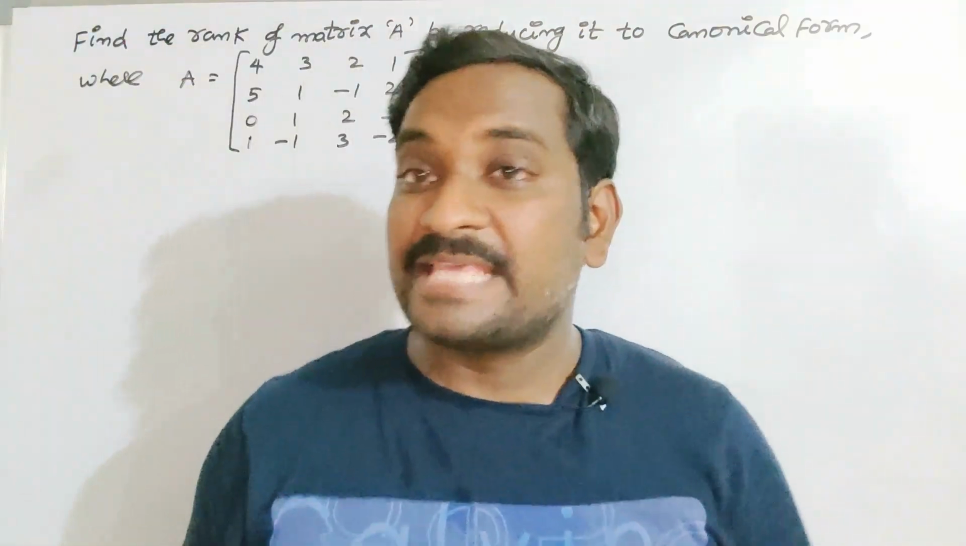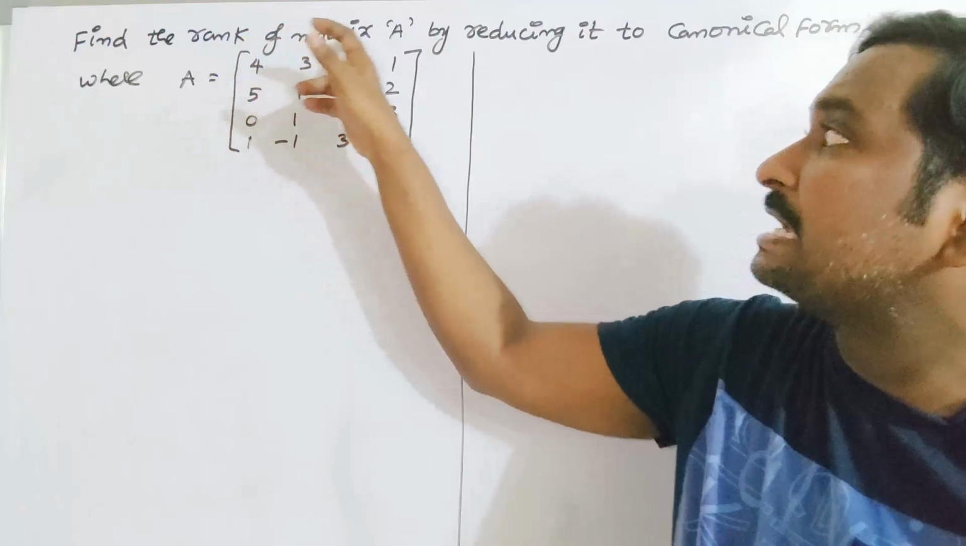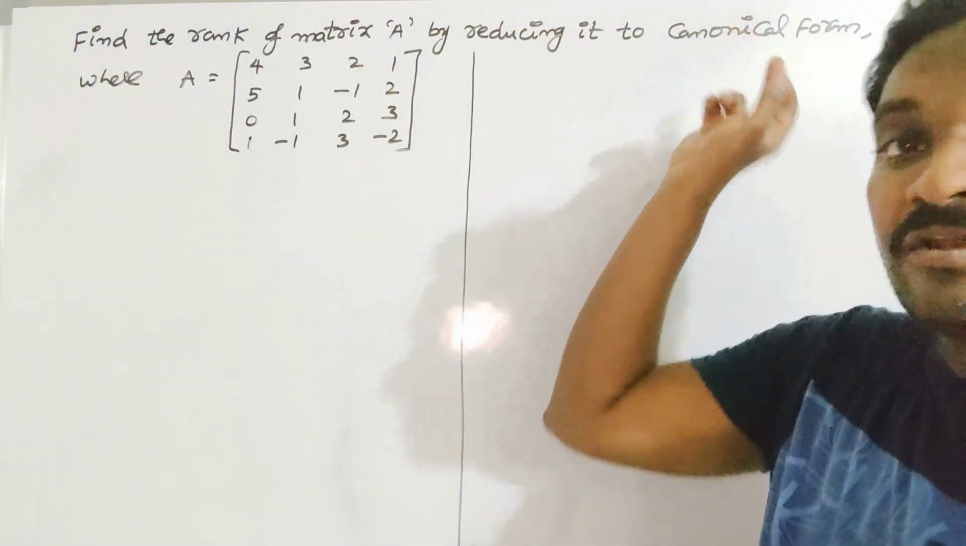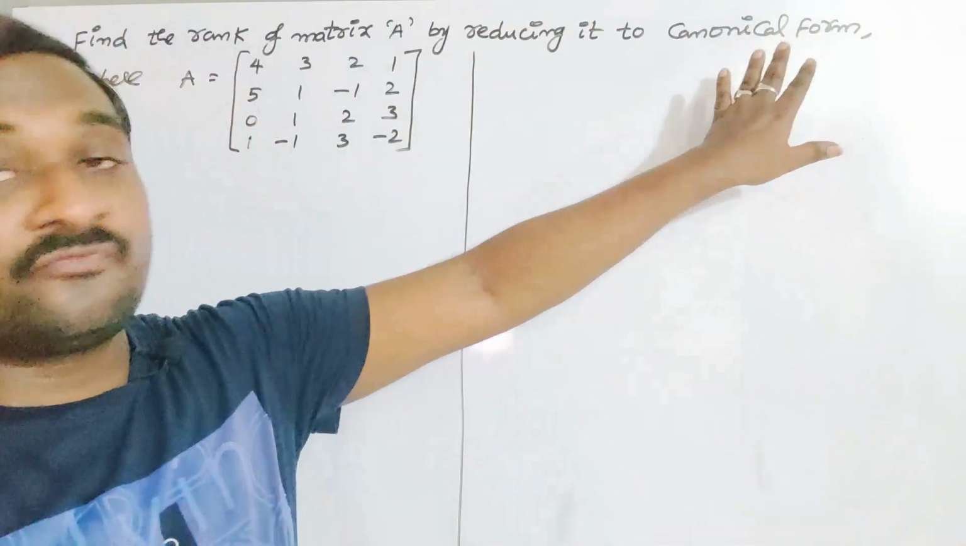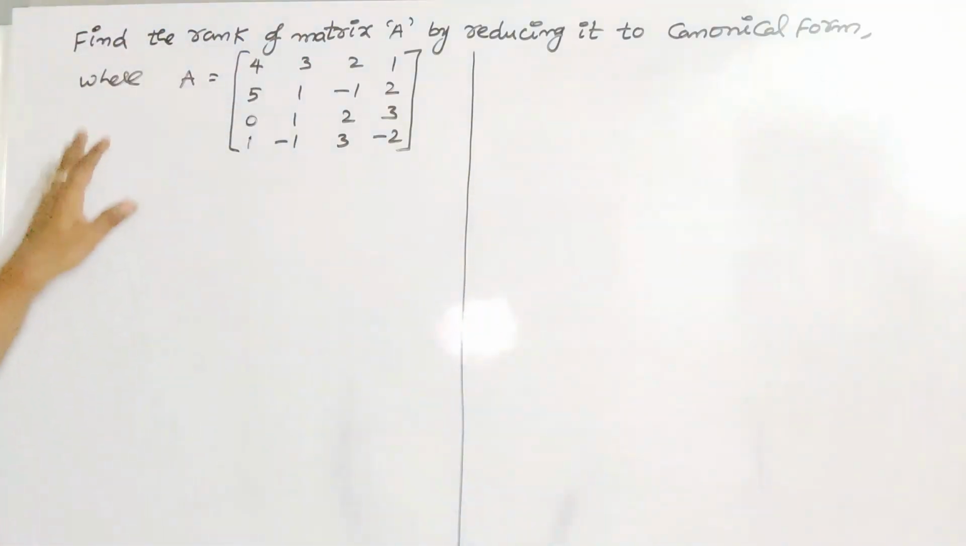Hi everyone, this is another example on normal form. See the statement of the problem. Find the rank of matrix A by reducing it to canonical form. Sometimes normal form is also known as canonical form, so don't get confused in our examination. Here A is this matrix.